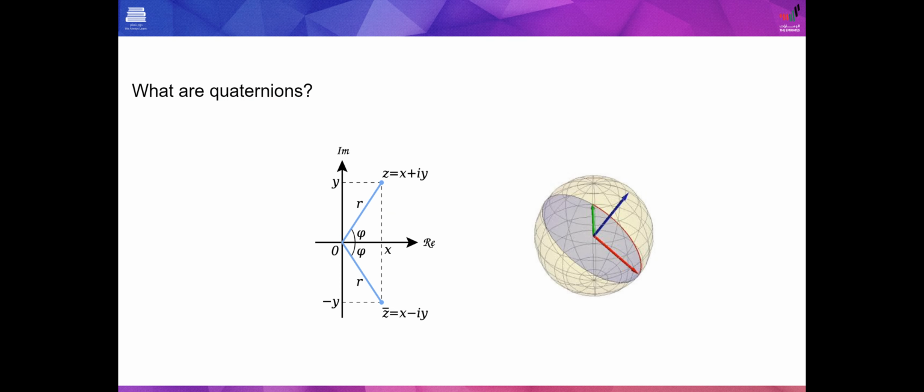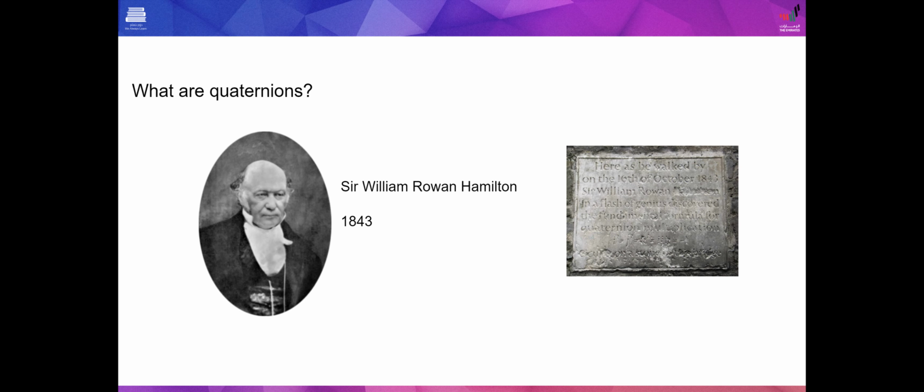Quaternions are an extension to the complex number system that we are used to. They can be thought of as mathematical objects that lie on a four-dimensional hypersphere. Quaternions were discovered by the Irish mathematician Sir William Hamilton around 1843. He discovered this solution as he was walking over Broom Bridge. After his discovery, he carved the basic rules of multiplication onto the bridge, after which a plaque was placed in honor of his discovery.